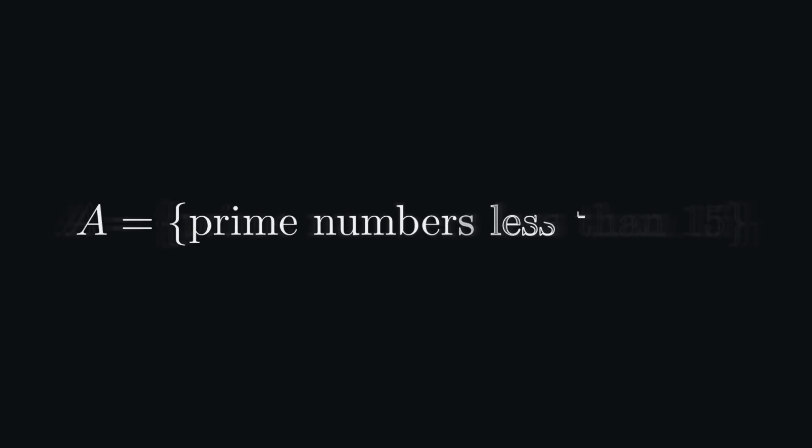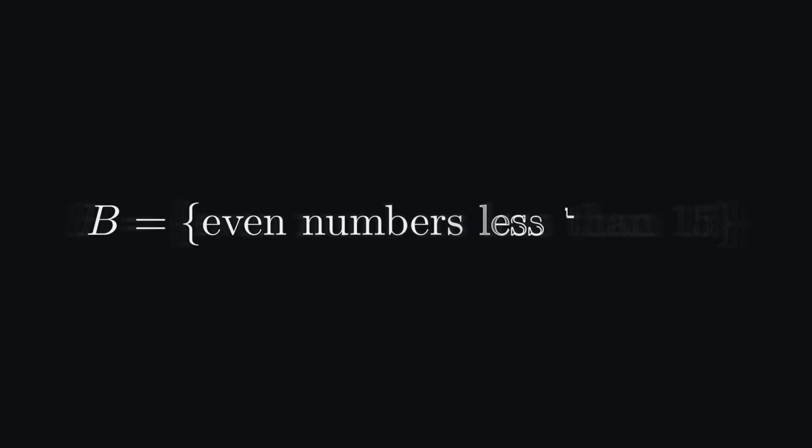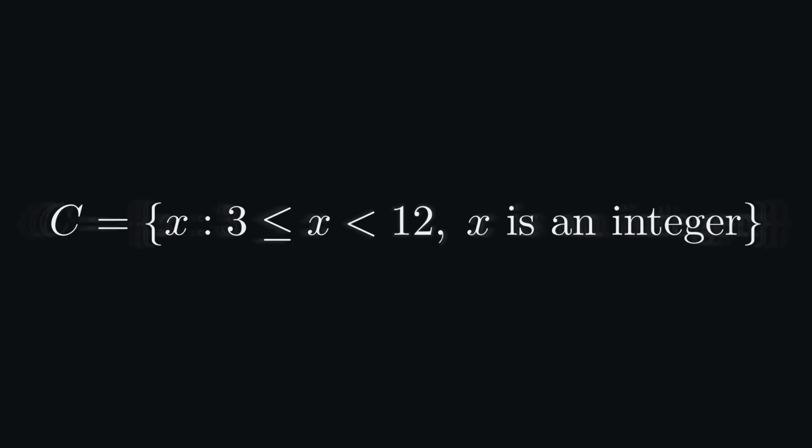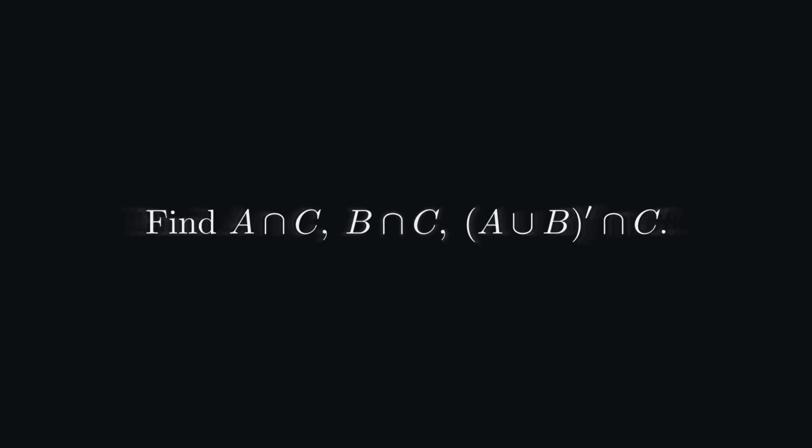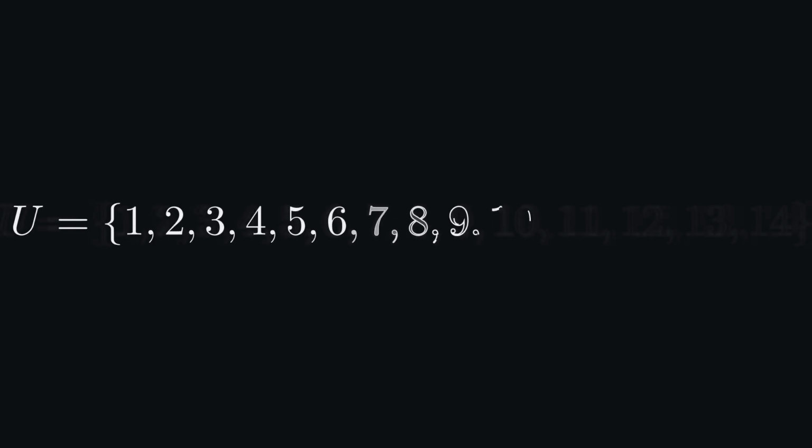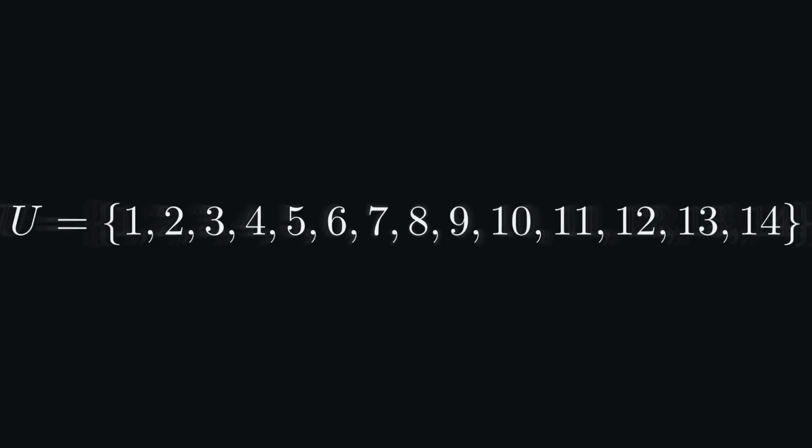Let's move on to part B of our question. Set B consists of even numbers less than 15. Set C includes integers from 3 to 11. Your task is to find the intersections and complement involving sets A, B, and C. Let's first define our universal set. The universal set U includes numbers from 1 to 14.